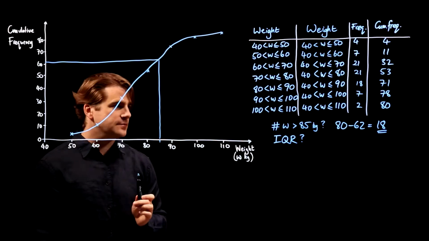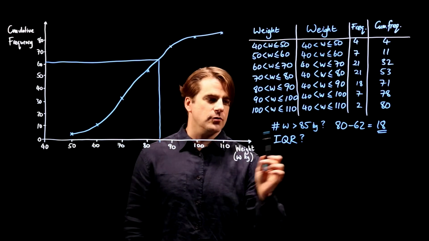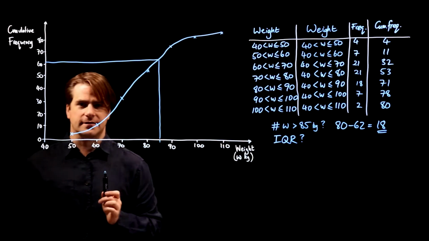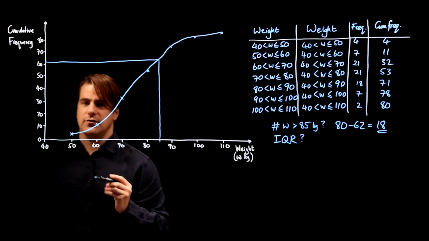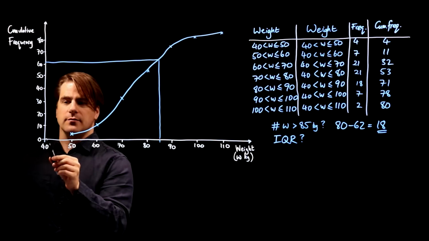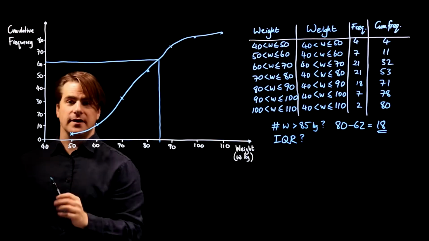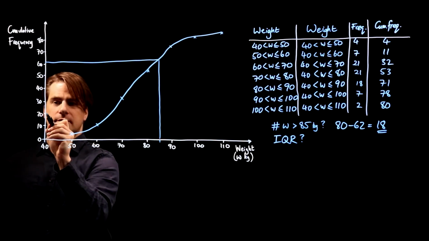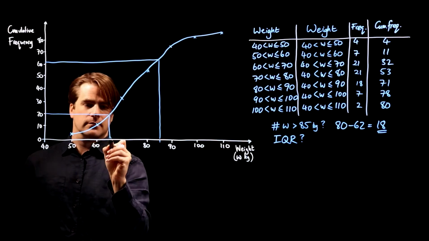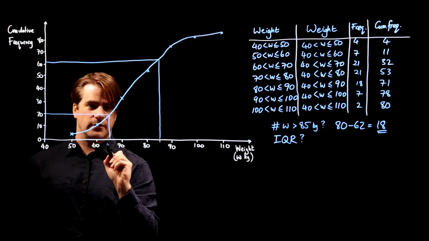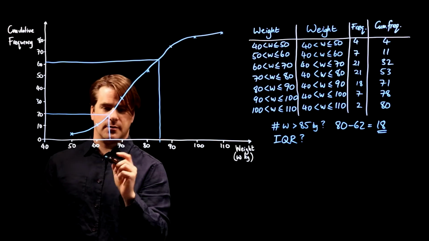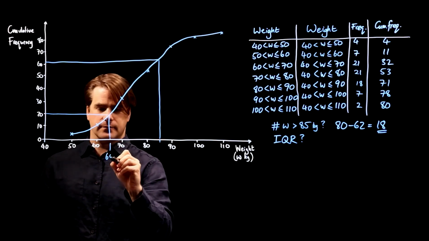Okay, next. We have to find the interquartile range of the weights. To do this, the first thing is to find the lower quartile. So look at the cumulative frequency and move a quarter of the way up. A quarter of 80 is 20. You then go across and down and read off that value there. And on my particular graph, it looks about 65.